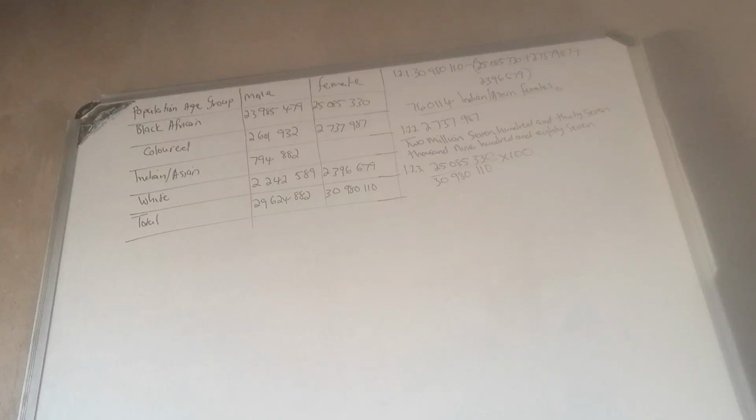Let me just say 25085 over 30,980,110, and I multiply that by 100, and I find a value of 80.97%.